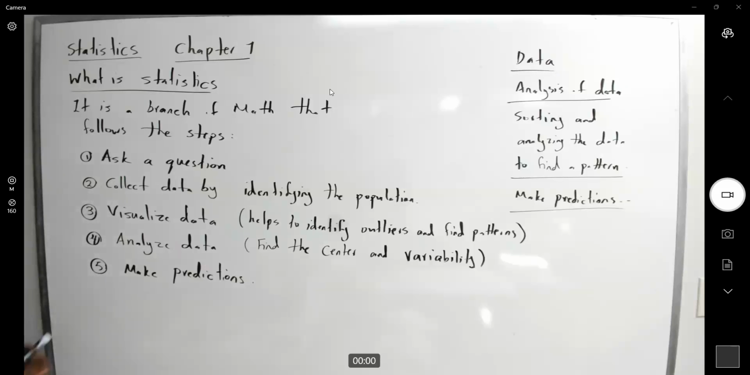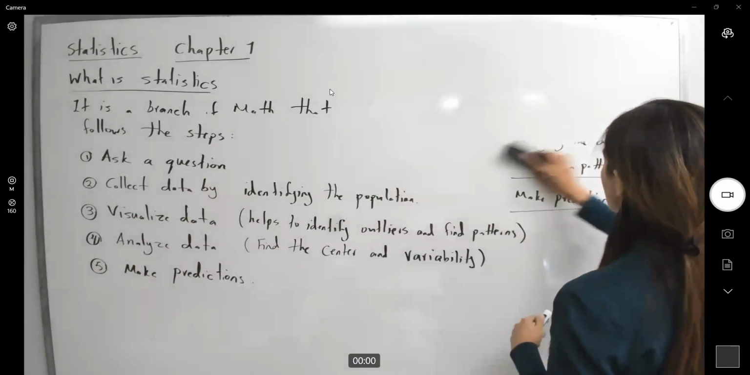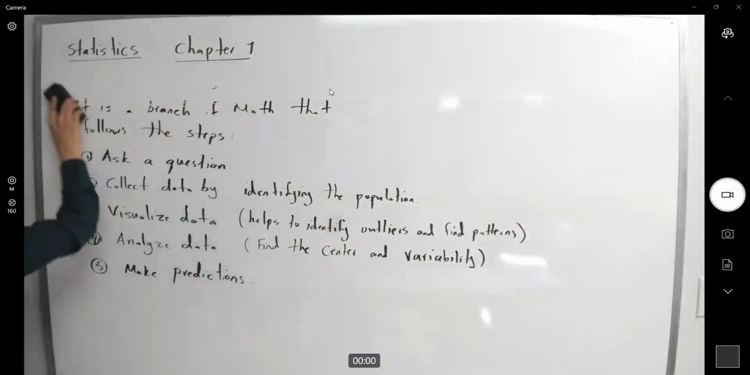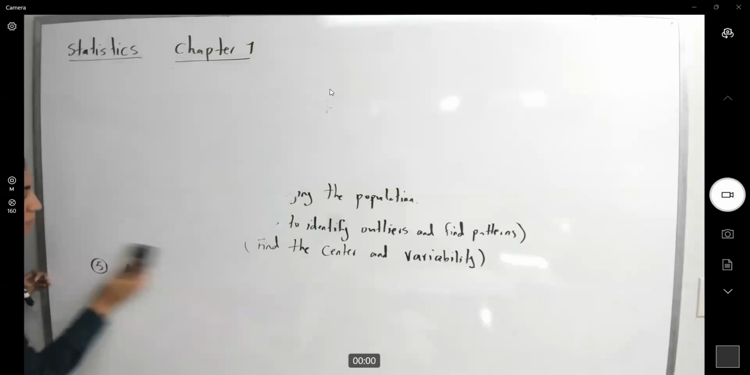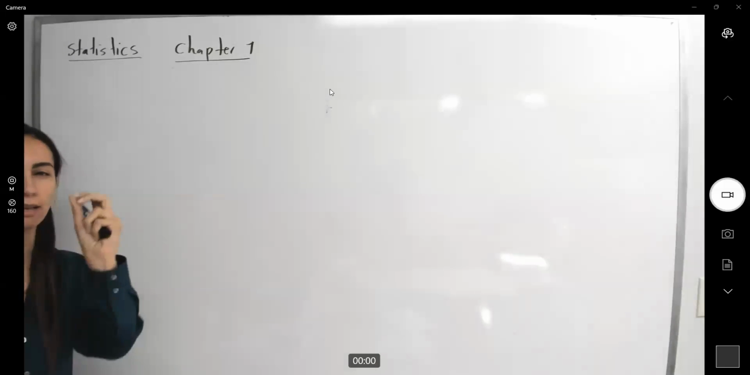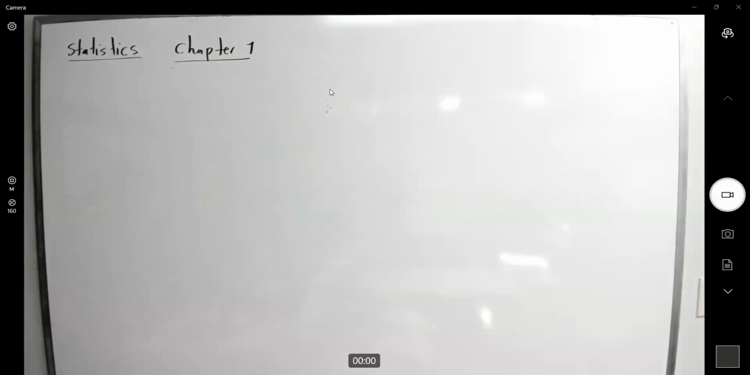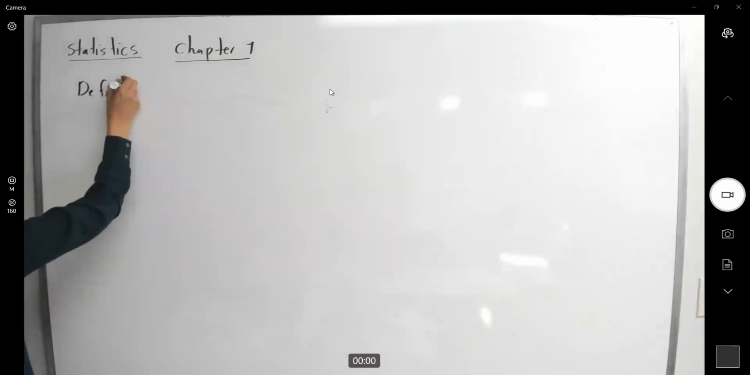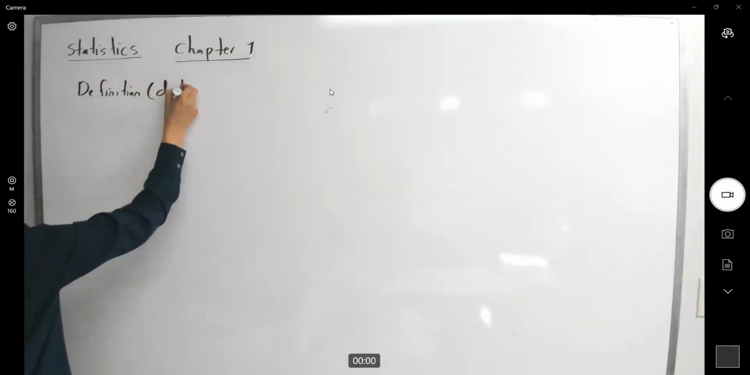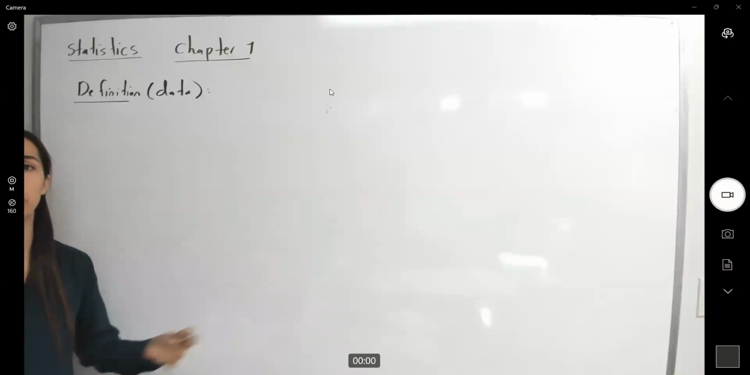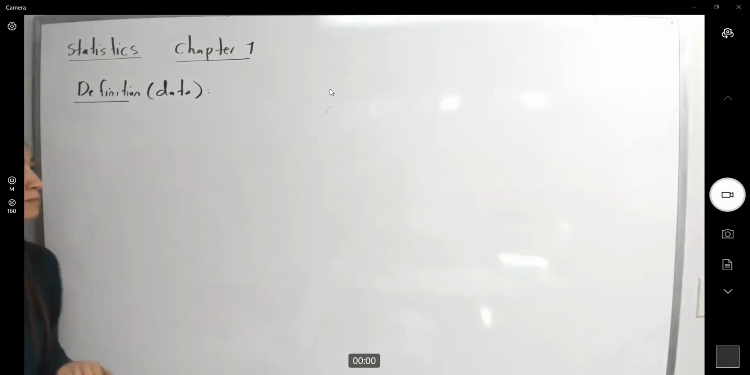Okay, now that we know what statistics is, we're interested in understanding some basic terminologies. When we're talking about statistics, the very important essence of statistics is the data itself. So if I ask you to define data, you say that data is the collection of, for example, measurements, the collection of counts.